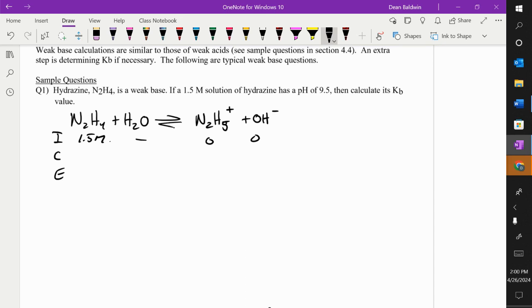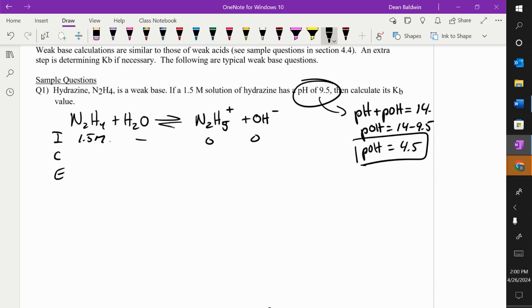We have the pH, just like our lab, right? This allows us to calculate the concentration of OH minus, because what does pH plus pOH equal? 14. So we know the pH, so the pOH is going to be 14 minus 9.5, which gives us 4.5.